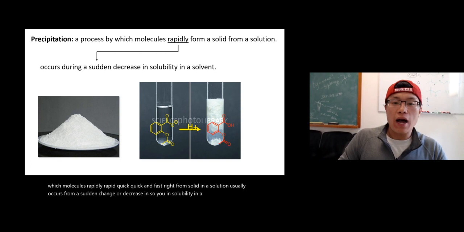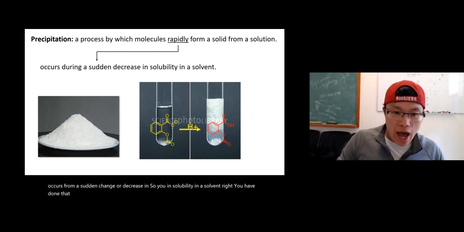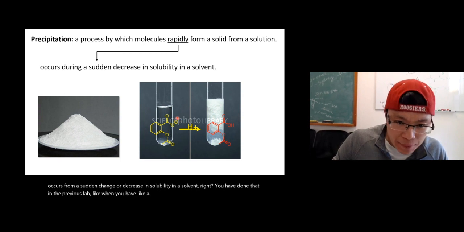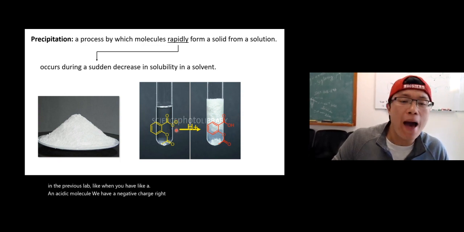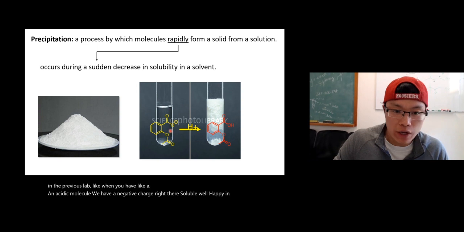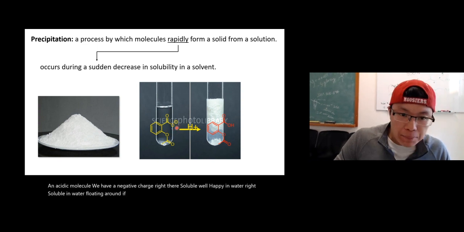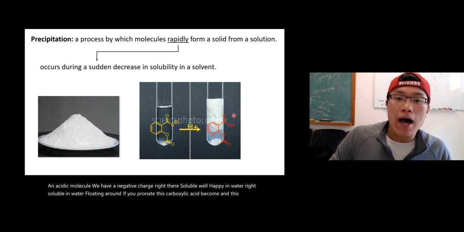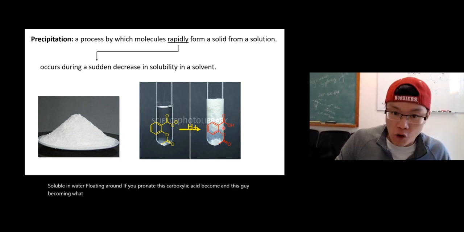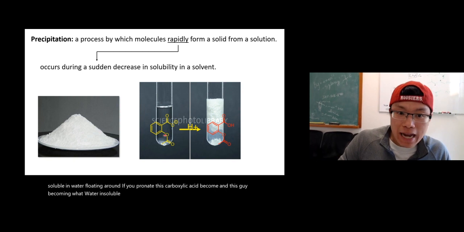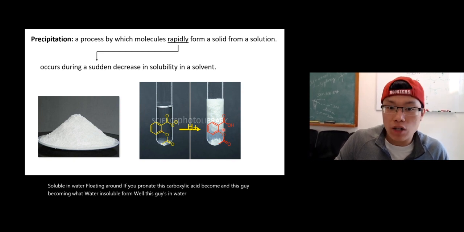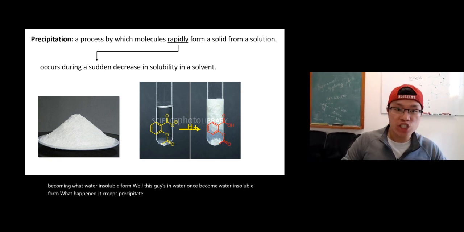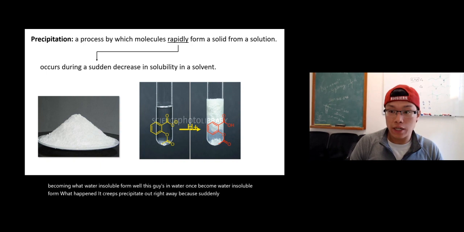Right. You have done that in the previous lab, like when you have an acidic molecule. We have a negative charge right there, soluble, well, happy in water, right? Soluble in water, floating around. If you protonate this carboxylic acid, this guy becomes a water insoluble form. Once it becomes the water insoluble form, what happened? It precipitates out right away because of the sudden change in solubility.